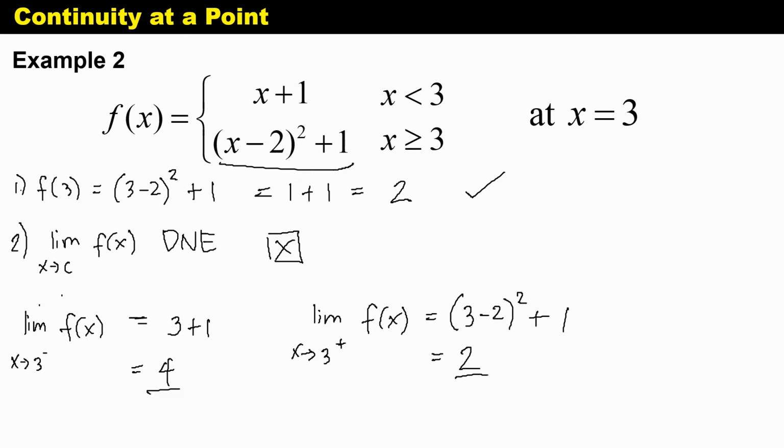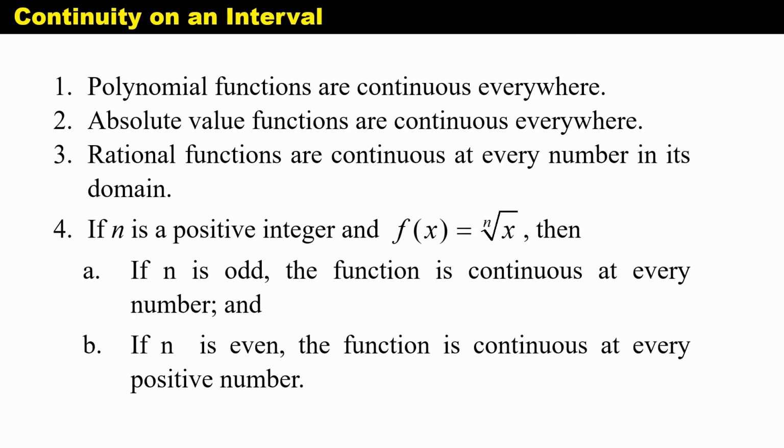Now, as what we have discussed earlier, if one or more conditions are not satisfied, then the function is not continuous at a point. Therefore, the function f of x equals x plus 1 if x is less than 3, and x minus 2 squared plus 1 if x is greater than or equal to 3 is not continuous at x equals 3. Now we also have this continuity on an interval.